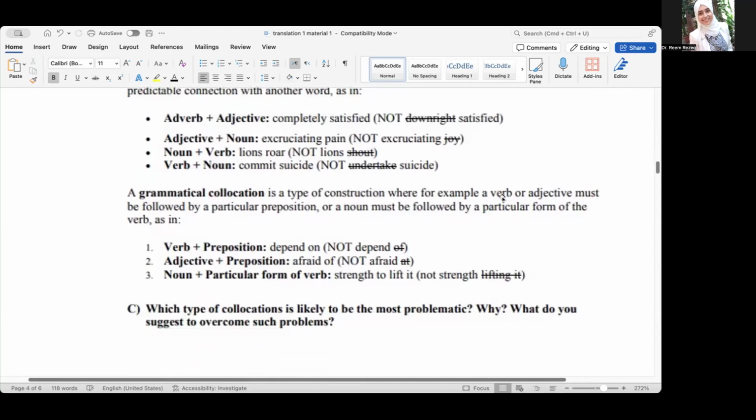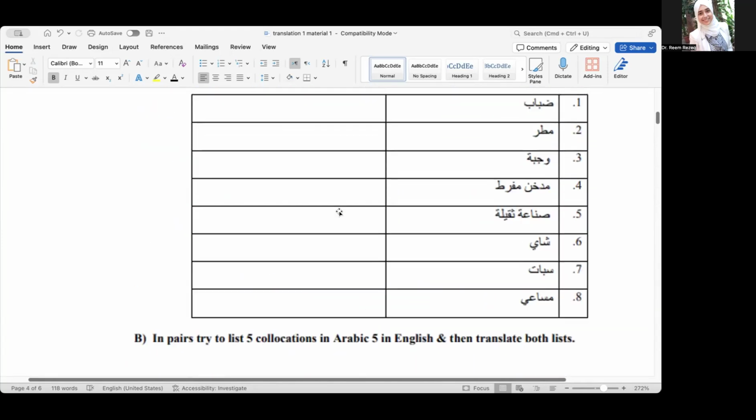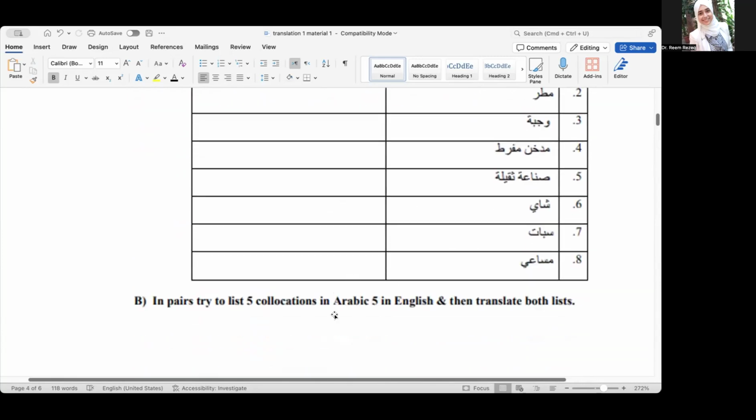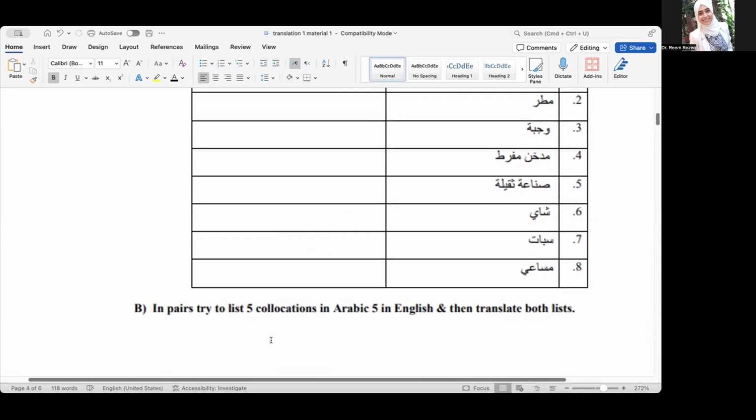I just want you even to try to translate all of these words: أطرق الرأس، جريمة إثراء، تقدما، خسائر مسلمة فادحة, and also the Bob مطر, as I translated with you, because it's practical for you. Try also to bring other collocations, from English into Arabic or from Arabic into English. Try to bring as many as you can. If it's 5 collocations, it should be good.